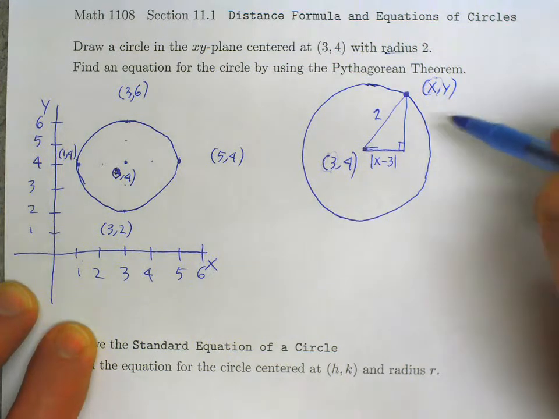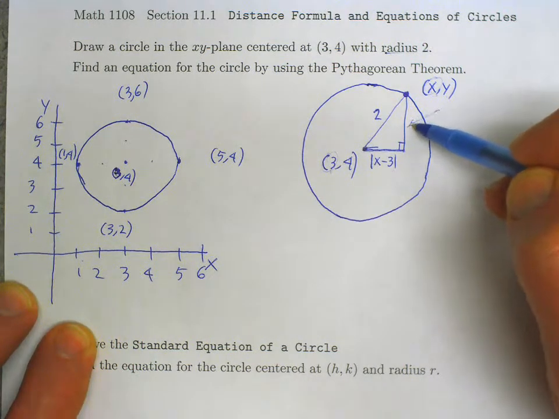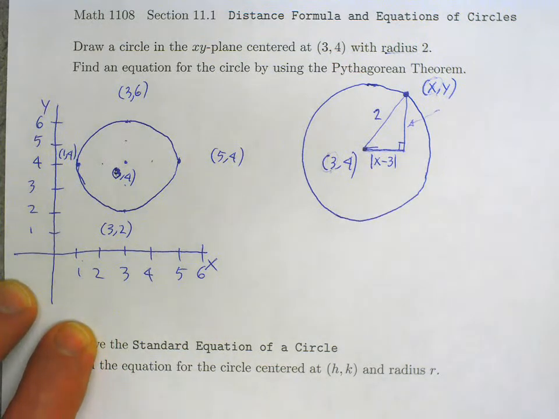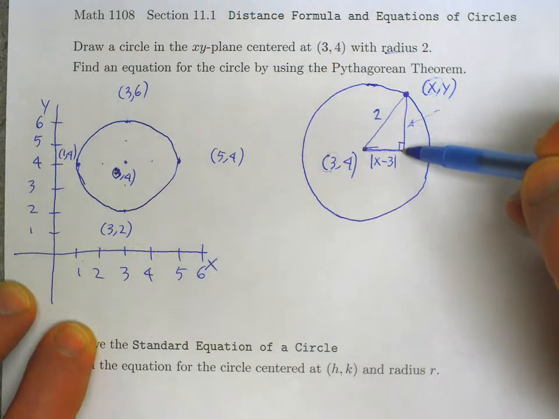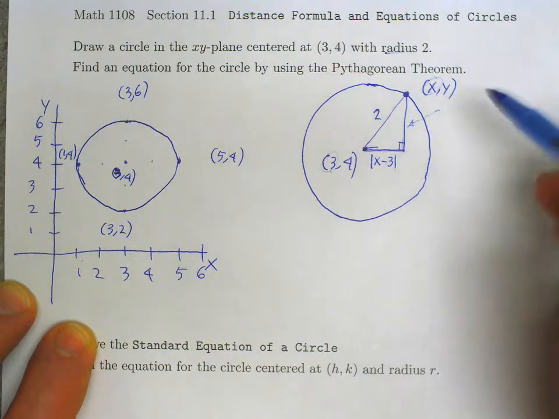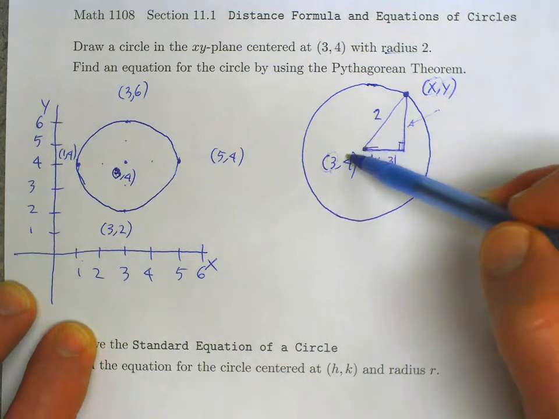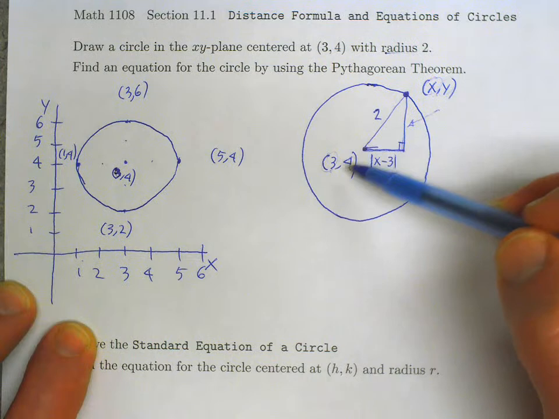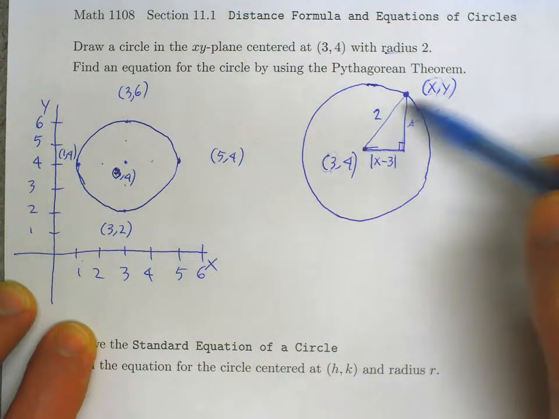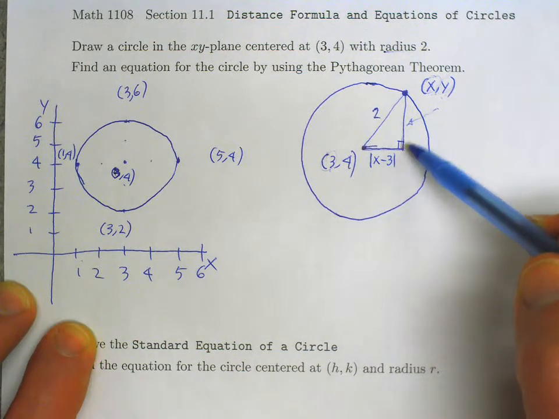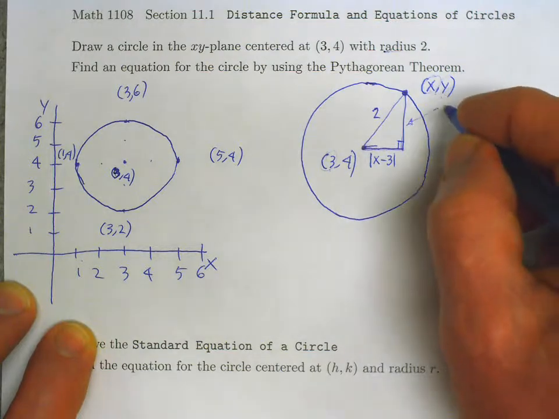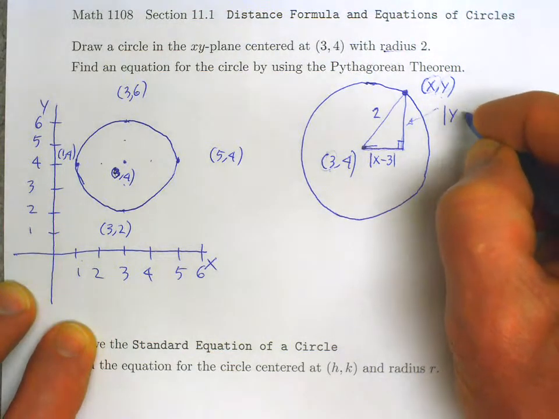And then similarly for the vertical side of this right triangle, the length of that vertical side is the absolute value of the difference in the y coordinates of this point and the center. So the y coordinate of this point is y, the y coordinate of the center is 4, so we'll represent the length of the vertical side as the absolute value of y minus 4.